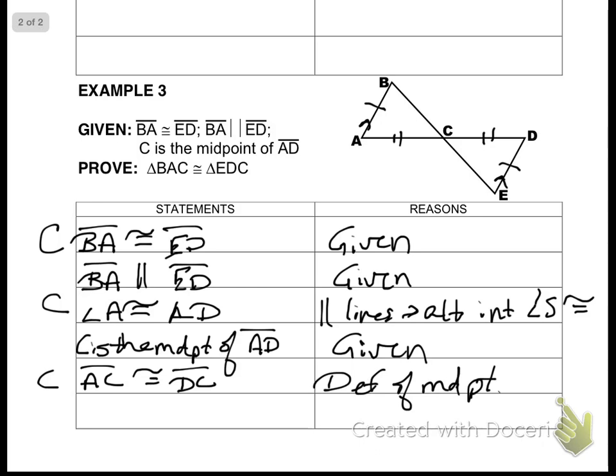We also could have said that BCA and DCE were vertical angles, which would have given us an angle-side-angle. But based on our givens, we see that triangle BAC is congruent to triangle EDC, and in that case it would be side, angle, side. So I would take the other one as correct, but based on our givens, this really leads us to this type of proof. So that's 9.3 and 9.4.